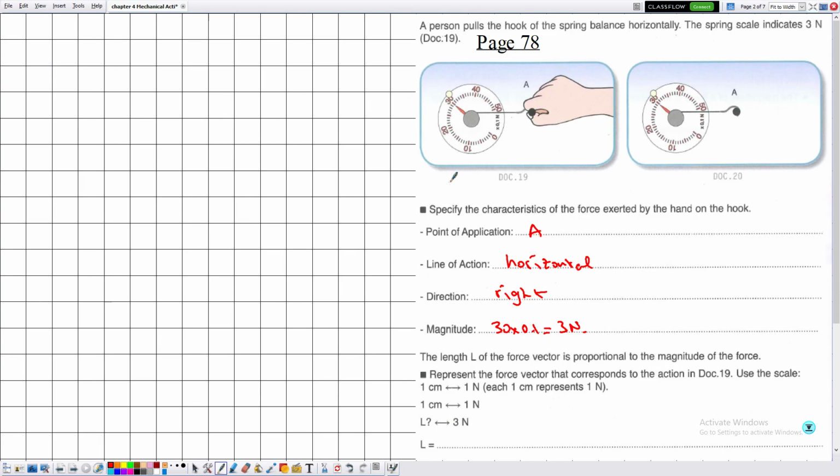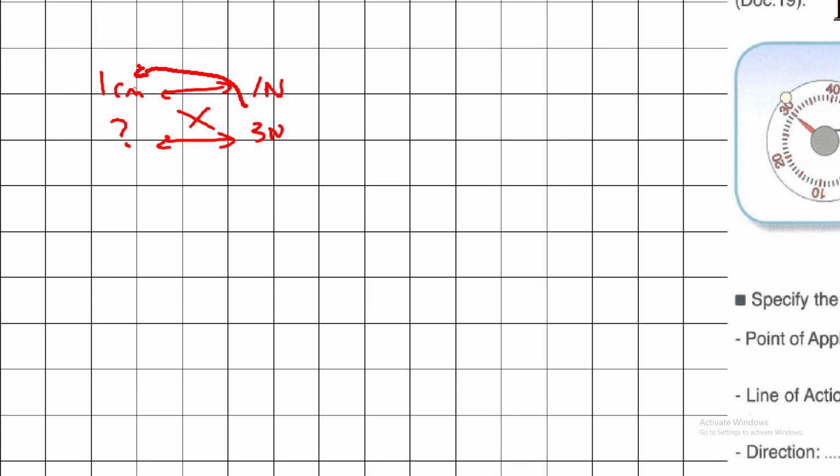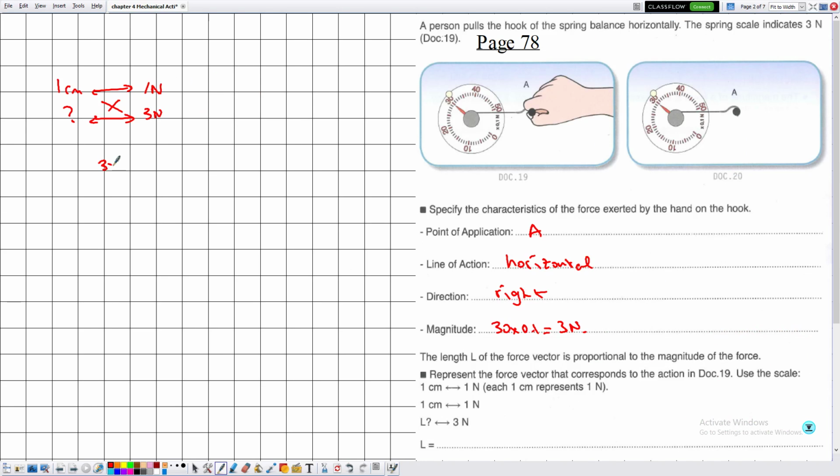So in order to represent a vector, we need to determine the length of the vector, because recall that our rulers are graduated by centimeters and not by newtons. Knowing that each 1 centimeter corresponds to 1 newton, what about 3 newtons? It corresponds to what? Then 3 multiplied by 1 divided by 1. So this is equal to 3 centimeters. Then the length of this vector is given by 3 centimeters.